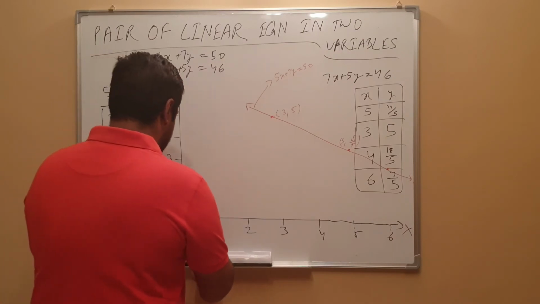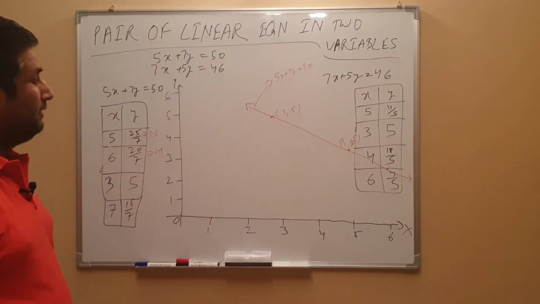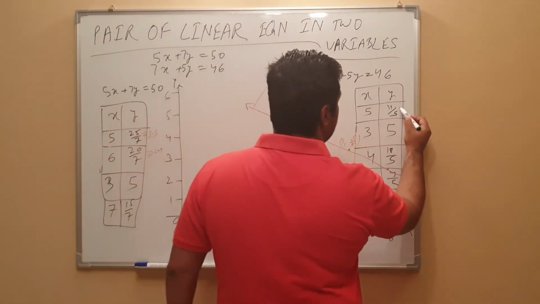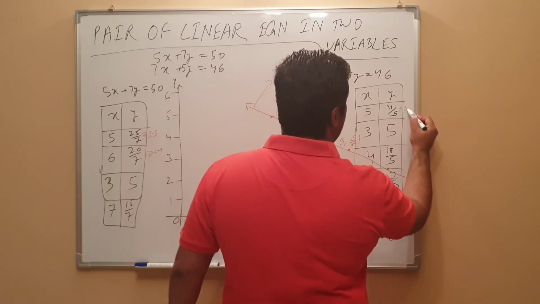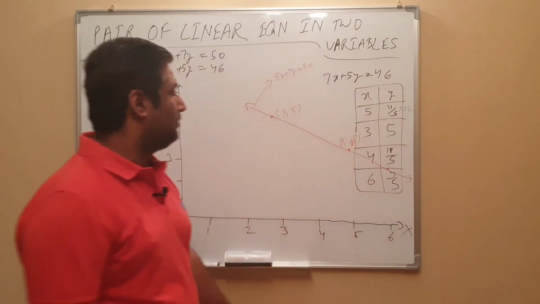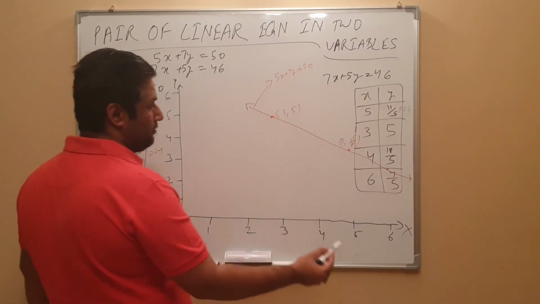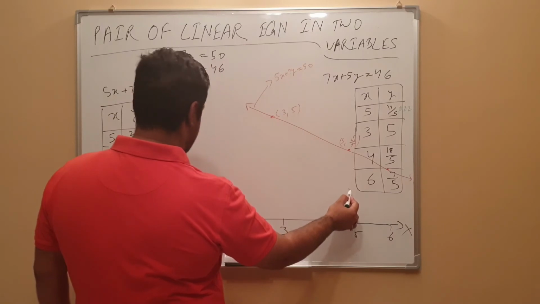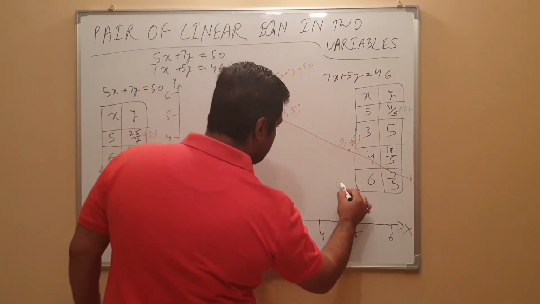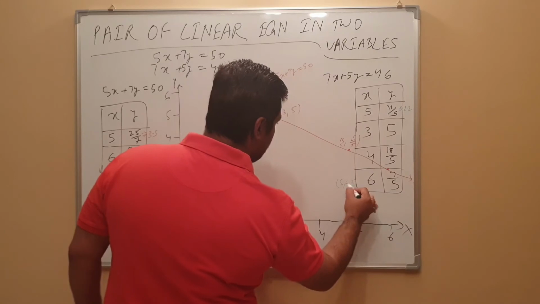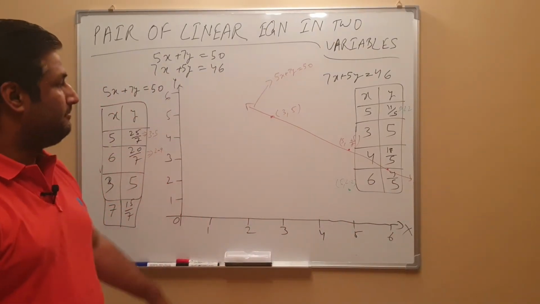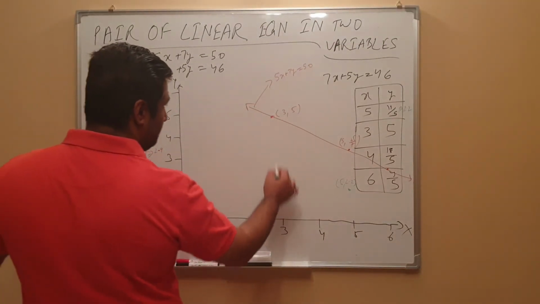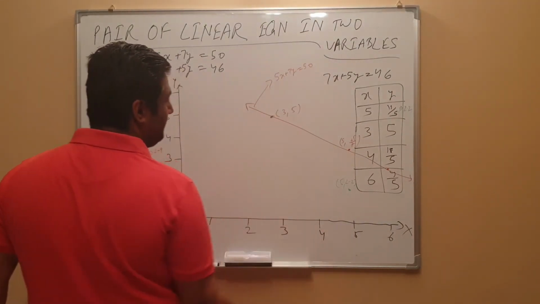Now for the next one, x is 5 when y is 11 by 5. Now 11 by 5 is going to be somewhere close to 2.2, right, if I'm not wrong. So x is 5 and y is 2.2. So somewhere here it will come, 5 and 2.2. Okay, and then x is 3, y is 5, again the same point, correct?